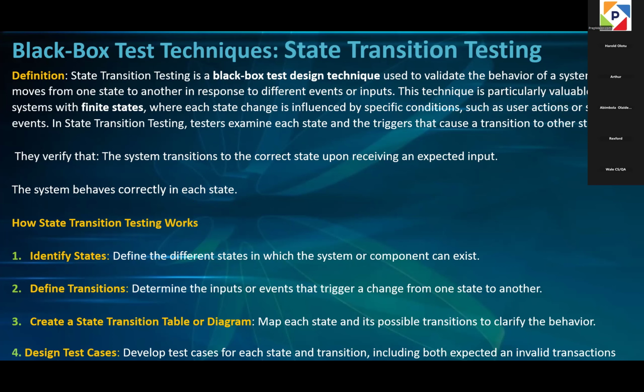In state transition testing, testers examine each state and the triggers that cause a transition to other states. You know, this particular testing technique verifies that the system transitions to the correct state upon receiving an expected input. So the system should behave correctly in each state. How state transition testing works: for example, let's take an ATM machine.